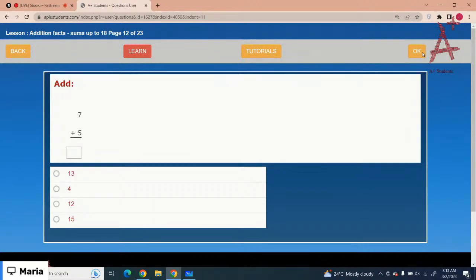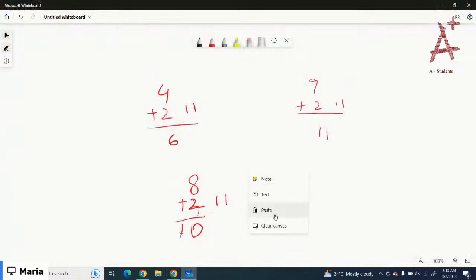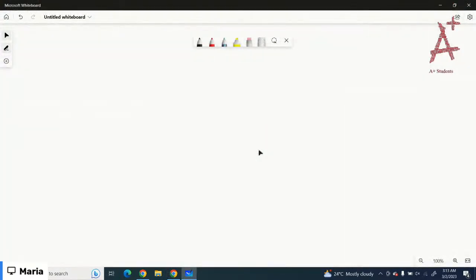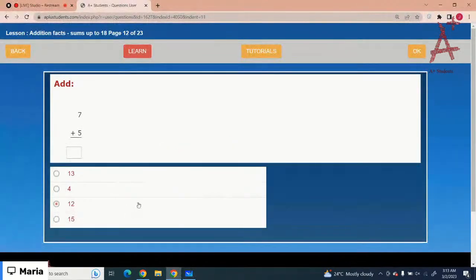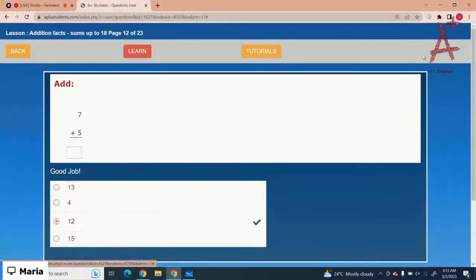Okay, the next one is 7 plus 5. So start with 7 and count up 5: 7, 8, 9, 10, 11, 12. That means adding 5 to 7 makes 12. 7 plus 5 equals 12. Got it? The correct option is 12. Just select the correct option and click on the OK button.